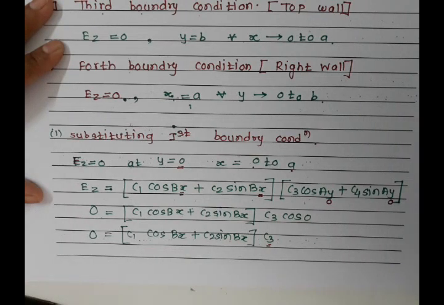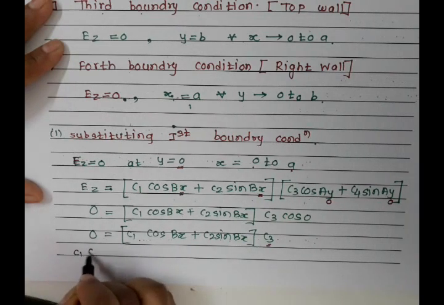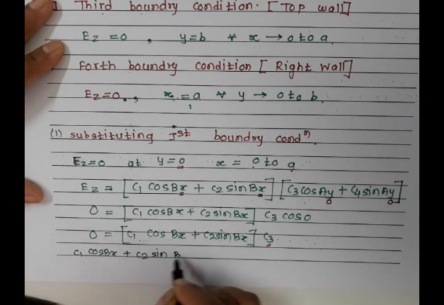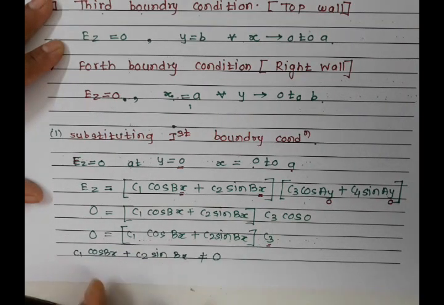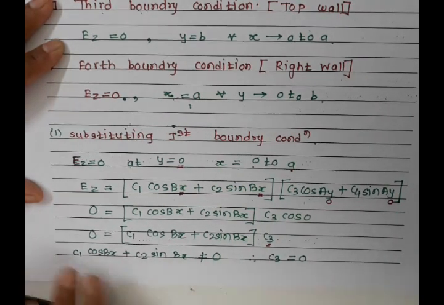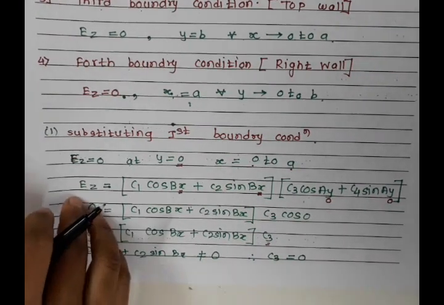But here you can say that this term cannot be 0. So c1 cos of bx plus c2 sin of bx cannot be 0. Okay, because your x varies from 0 to a, this term cannot be 0, and that's why you can conclude, hence c3 will be 0. Okay, so this is when you are applying the first boundary condition. I have concluded that my c3 will be 0.